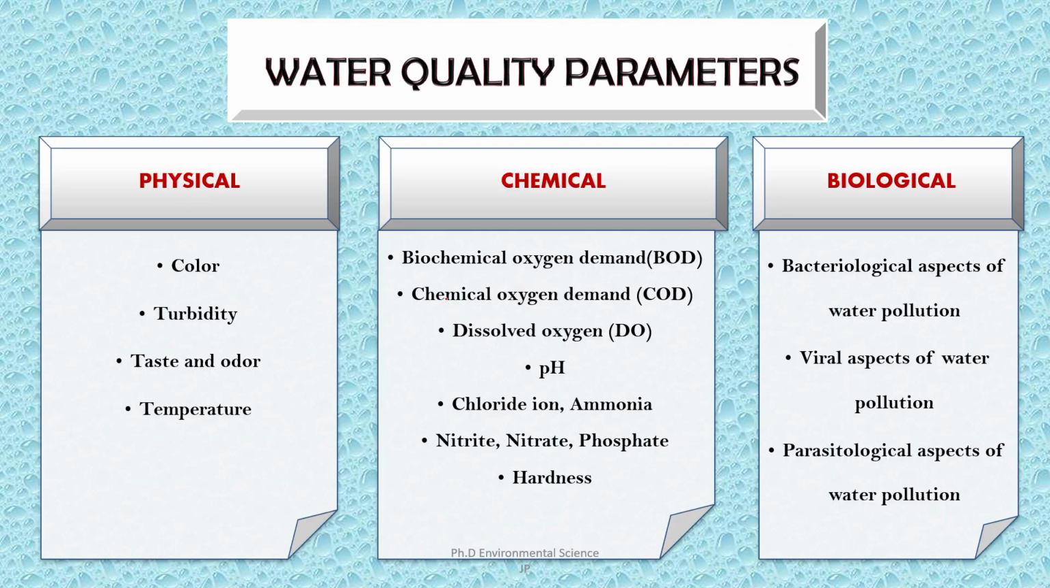So the quality of water is determined by its physical, chemical, and biological parameters. Physical parameters include color, turbidity, taste and odor, temperature, and chemical parameters are BOD, COD, DO, pH, and so on. Biological parameters include bacteriological aspects of water pollution, viral aspects, and parasitological aspects of water pollution.